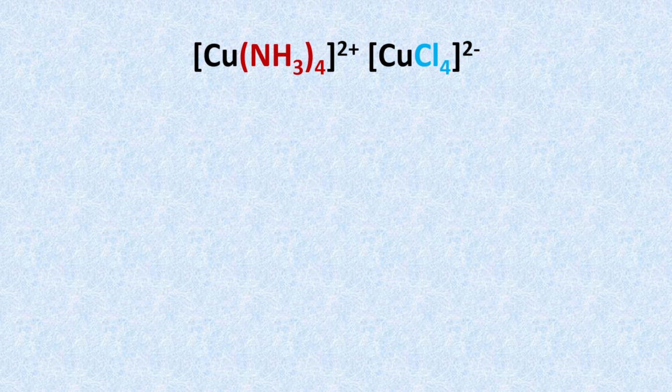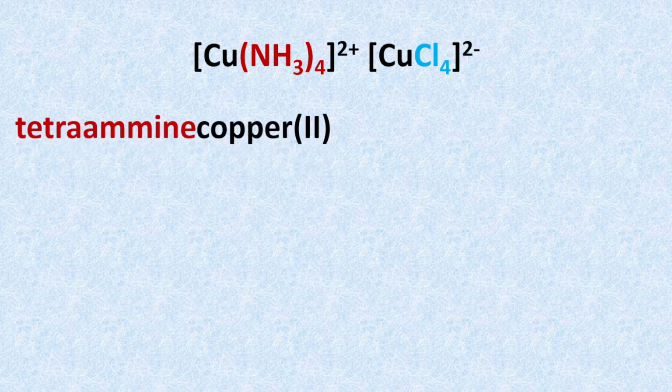In this complex, we have two coordination spheres. One is cationic and the other is anionic. In the cationic coordination sphere, there are 4 amine ligands that are neutral. The cationic coordination sphere carries +2 charge. So, we will write tetraamine copper 2 space.